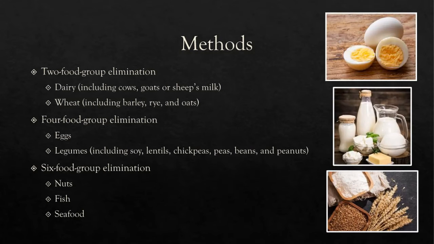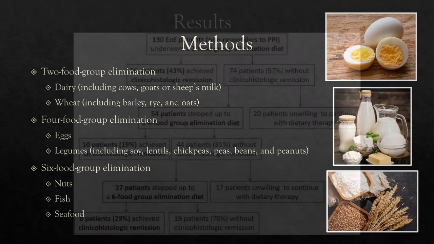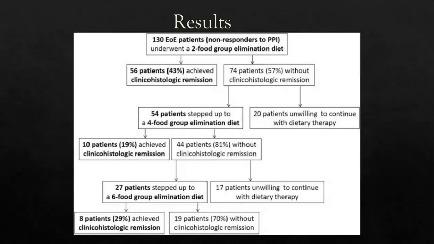Any patients who did not see any treatment or did not see any remission after these eliminations were put on steroids. And so here are the results. At the top, you can see 130 patients went through the 2-food group elimination diet, and then 56 patients, which is 43%, achieved remission.